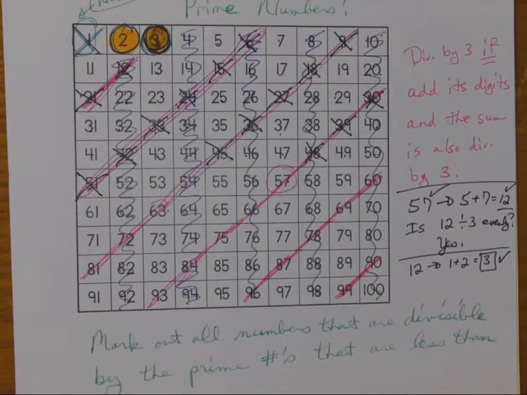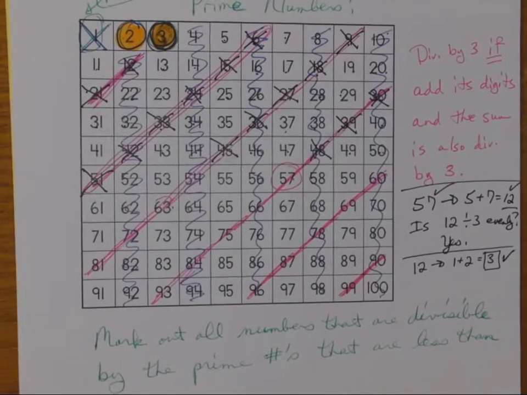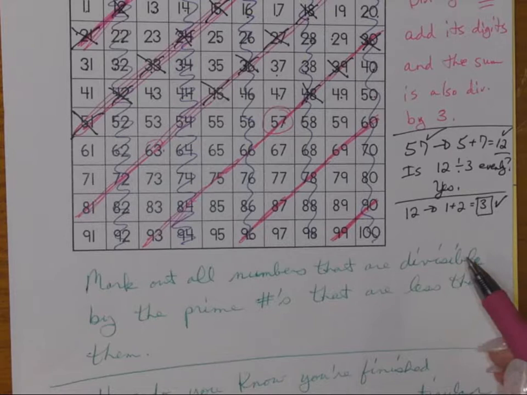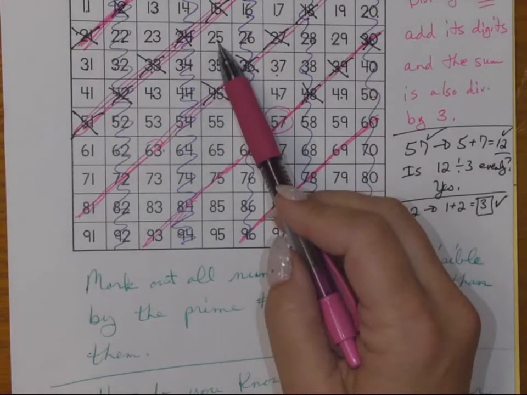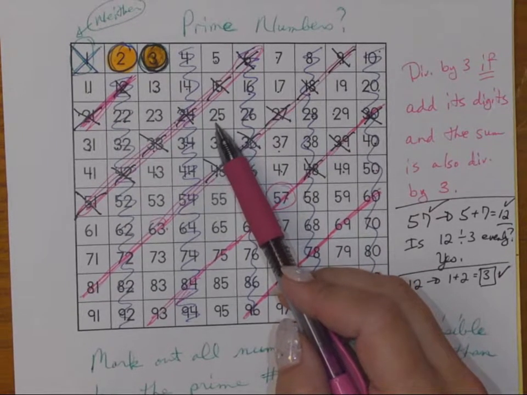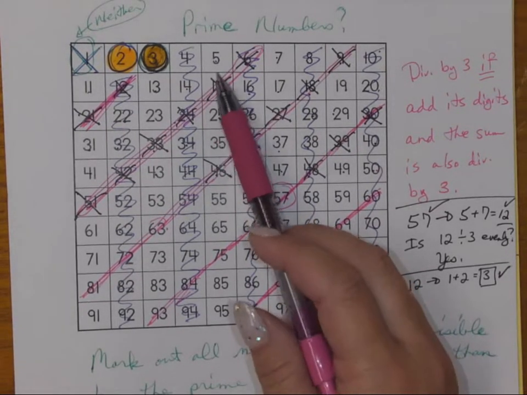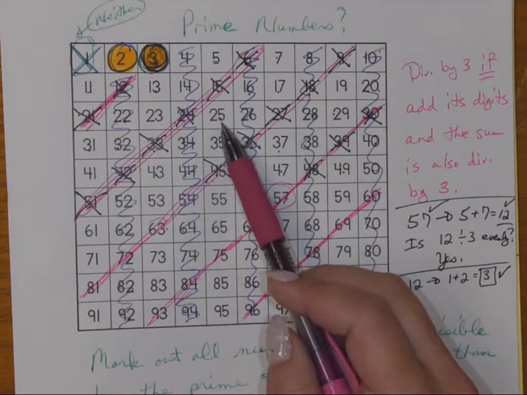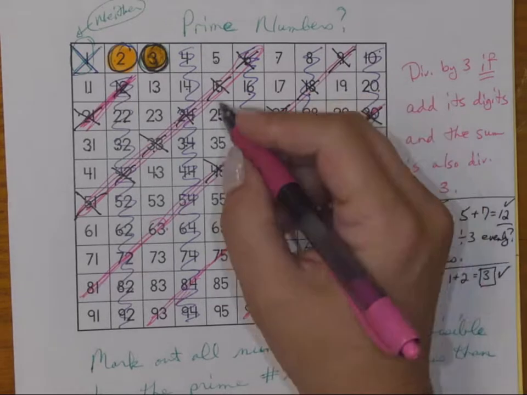I have a kind of finished product. We'll look at it in a second. The directions are down here. Mark out all numbers that are divisible by the prime numbers that are less than them. So again, I'm looking at, for instance, 25. Whenever I get up here in a second, 25, I'm looking for prime numbers that are less than 25. Well, the 5 will be, and hey, 5 goes into 25 evenly, so therefore 25 is not a prime number.